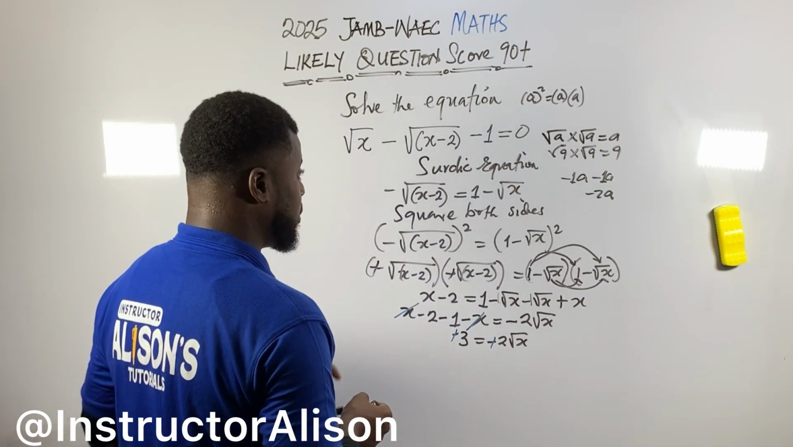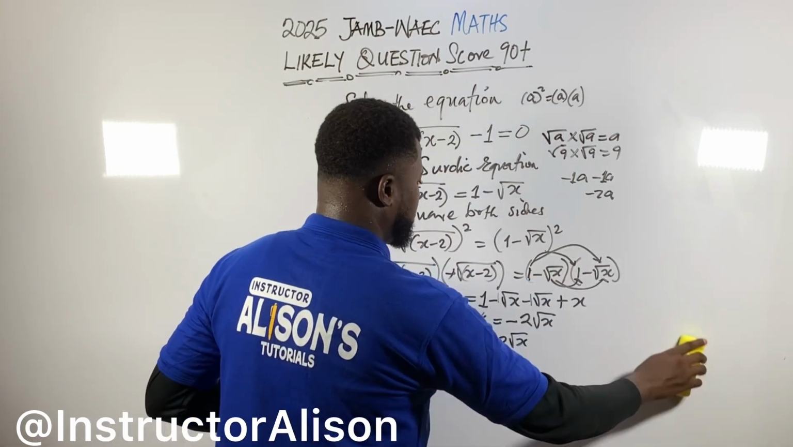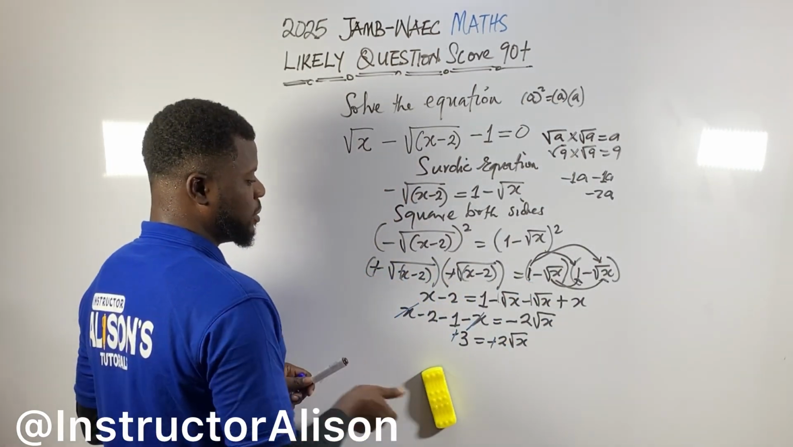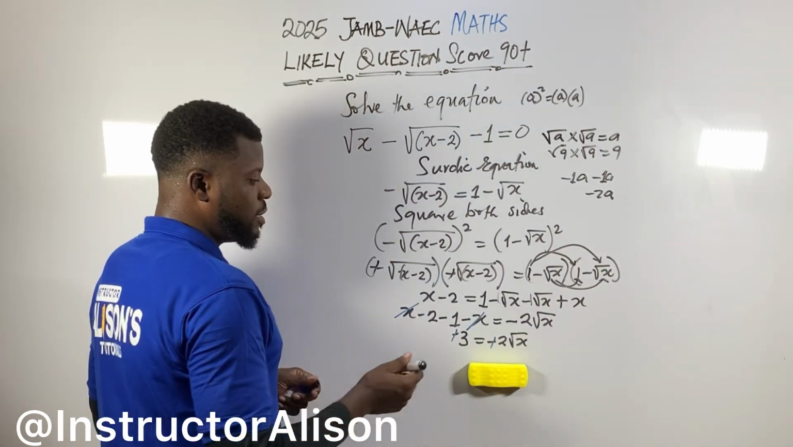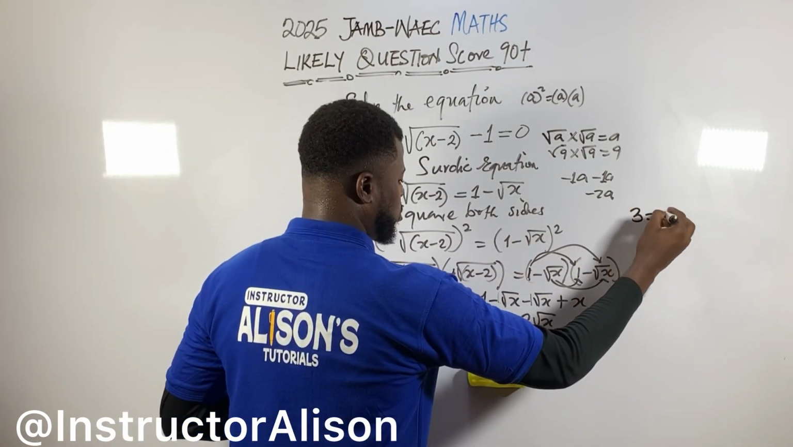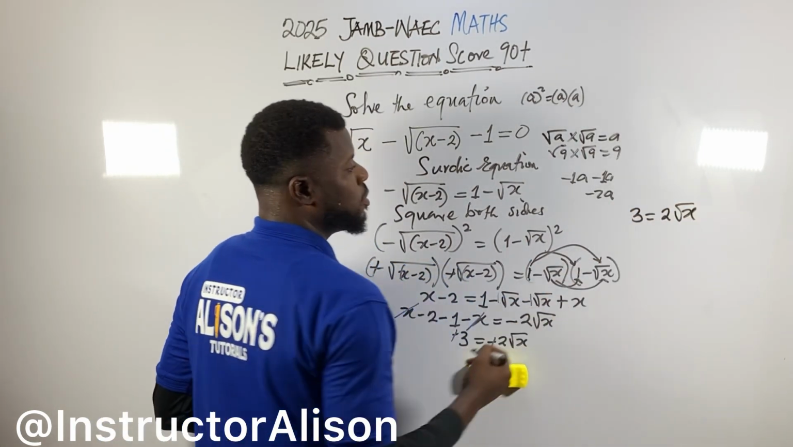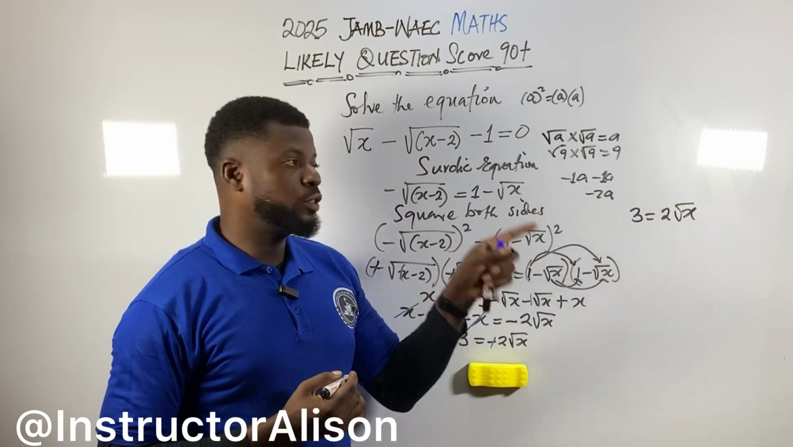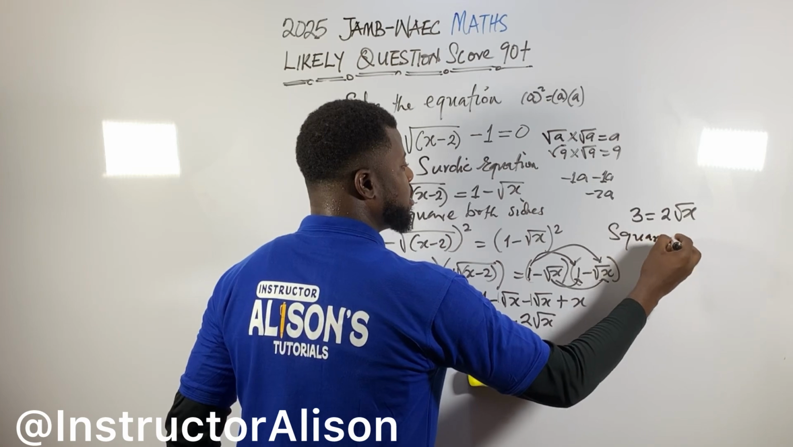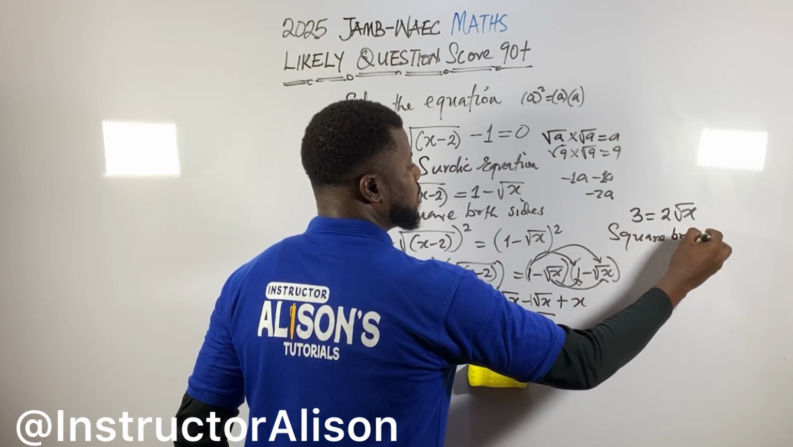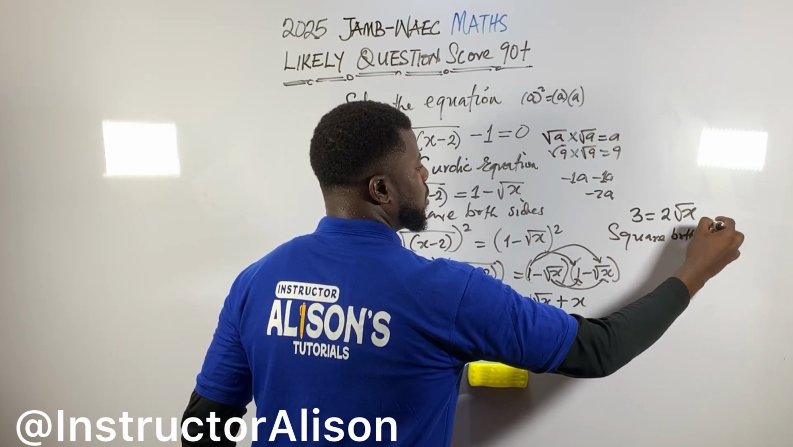So what's the next point now? The next point is simple. What I go do be say, make we stop this one for here. Take the points down here. I go say, since we get 3 equal to 2 root x, we need to remove that square root. And to remove that square root, we square again. Square both sides again.